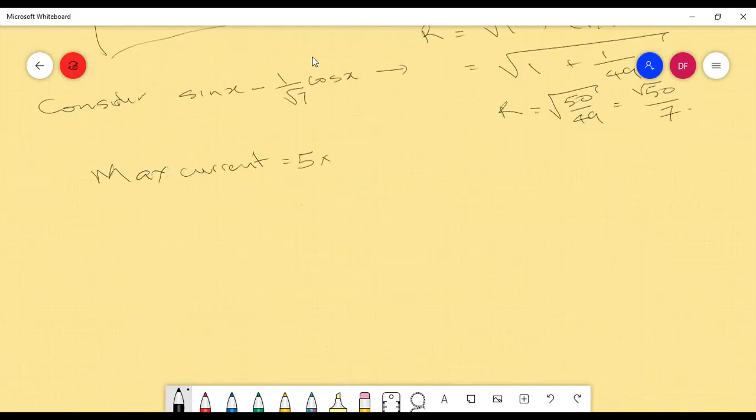Equal 5 multiplied by root 50 over 7. In math class, root 50 is 25 times 2. The square root of 25 is 5, so that's 5 root 2 over 7. So that is equal to 25 root 2 over 7.